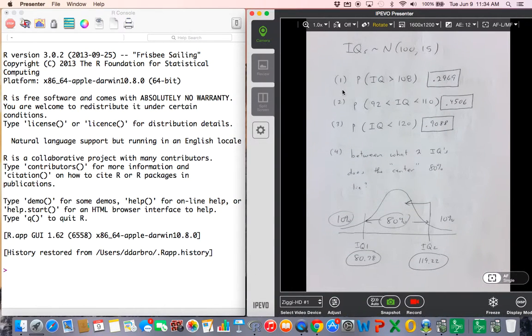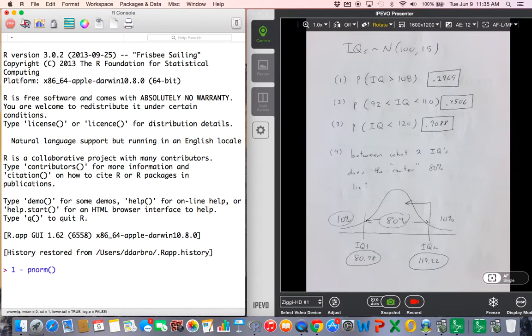All right, gang, so if I'm going to work problem number one over here on R, I want percent below. So I know that the total area is 1. So I'm going to take 1 minus the p-norm of 108, comma 100, comma 15, and I will get the same answer.